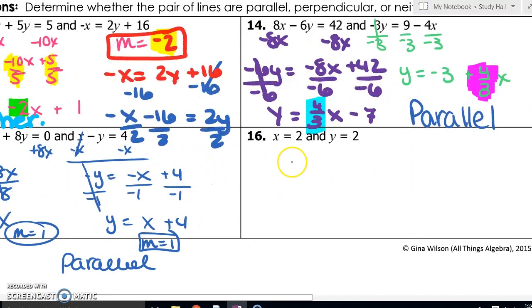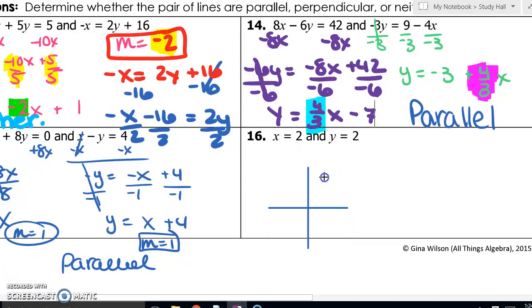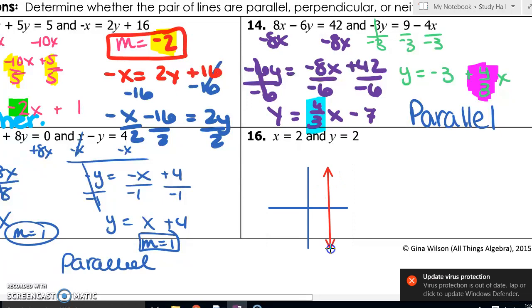Okay, number 16 is a special case. I'm going to graph it for you so that you really see what's going on. The line x equals 2 passes through where x is 2, so approximately right here. I'm not worried about where it is.